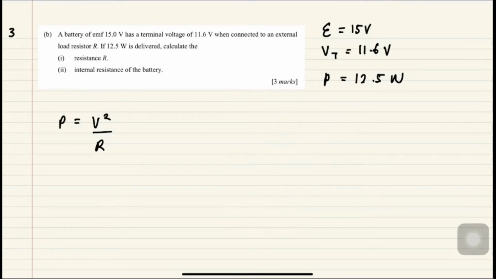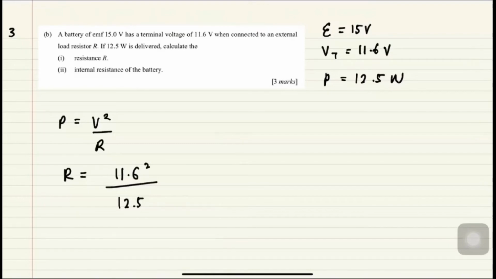Okay, so I want to find R, therefore R is equal to V squared over P. Okay, you have to use the terminal voltage. The EMF is the supplied one, what we get is only the terminal voltage. So the one that produces the power is the terminal one. 12.5 watts, sorry. So this one I got 10.76 ohm. Okay, this one is for question B1.